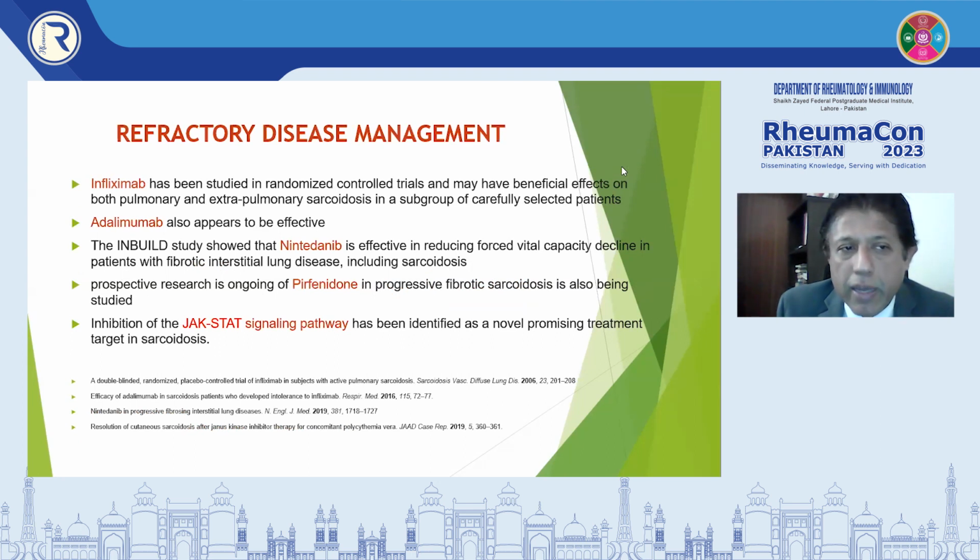For refractory disease management, as I just mentioned, infliximab and adalimumab have more data. And if there's a lot of evidence of chronic fibrotic disease, then nintedanib and pirfenidone have shown benefit. There are studies going on with the JAK-STAT signaling pathway, and eventually it may be one of the novel treatment options for sarcoidosis.